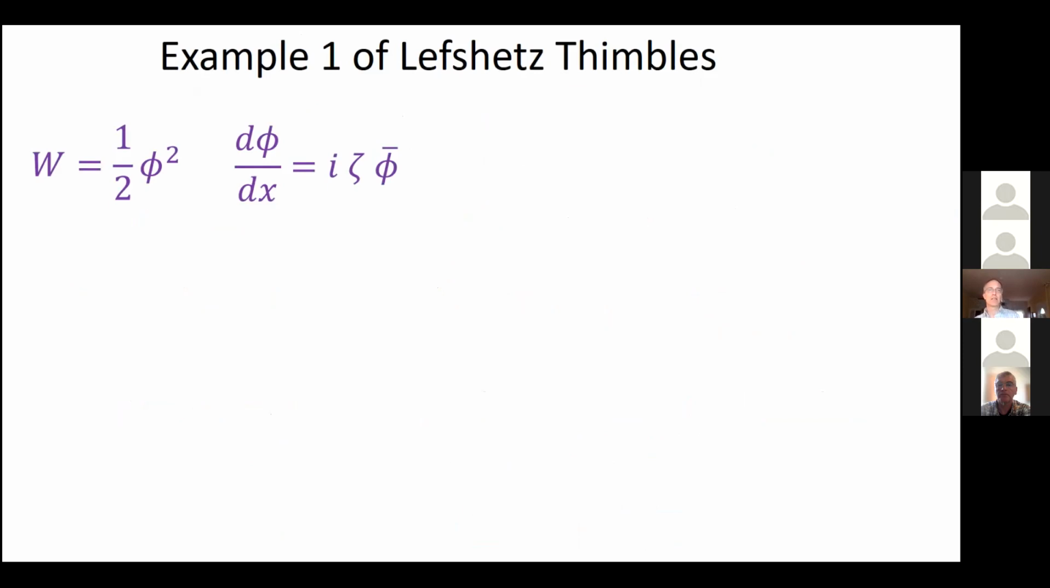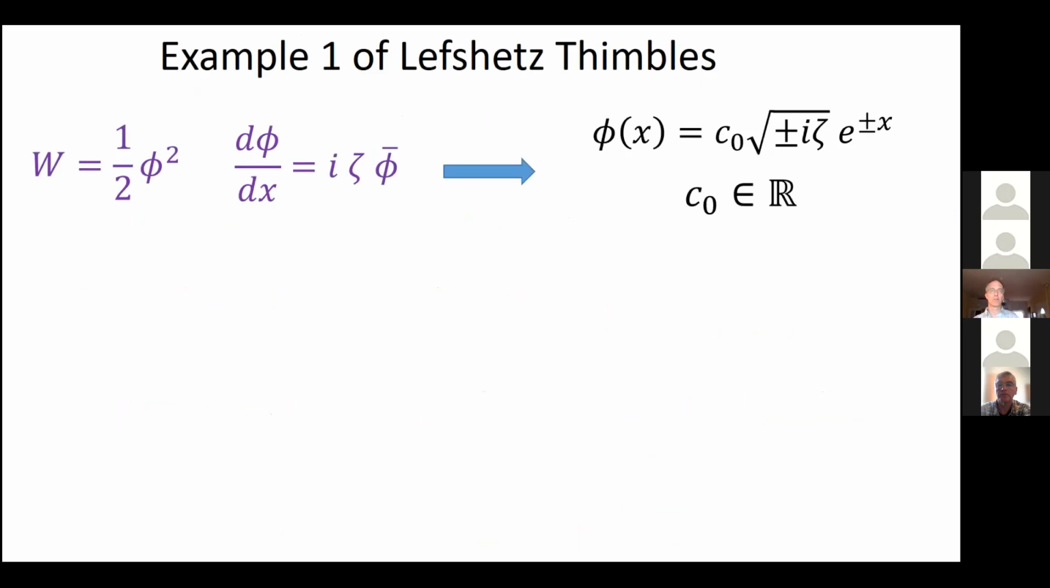The zeta soliton equation is this, and it's so simple you can solve it explicitly. There are two branches of solutions, the plus and the minus branch. If we want the right Lefschetz thimble, then we want phi of x to evolve to the critical point, phi equals zero, as x goes to plus infinity, so we have to choose the minus branch here.